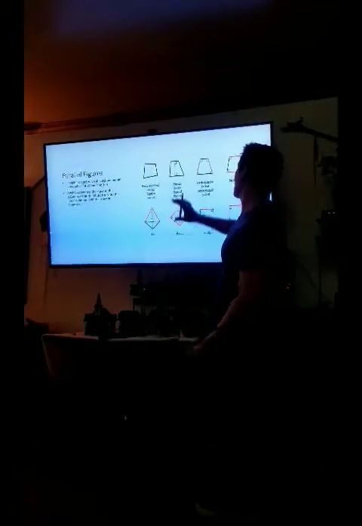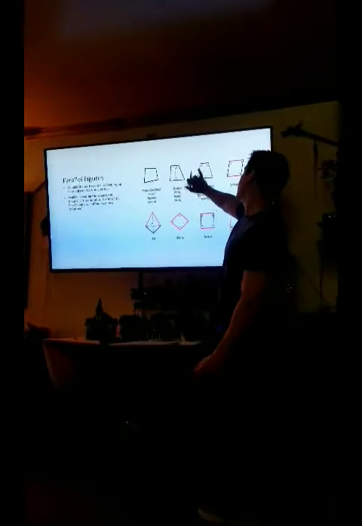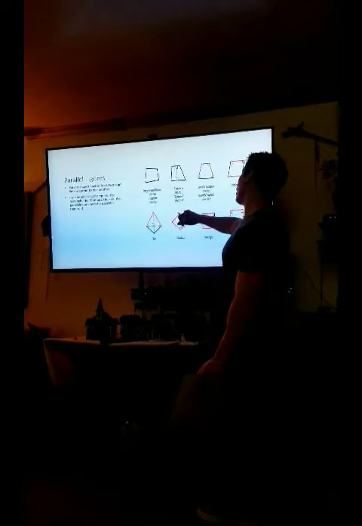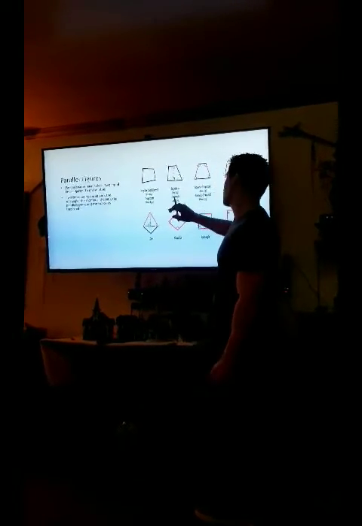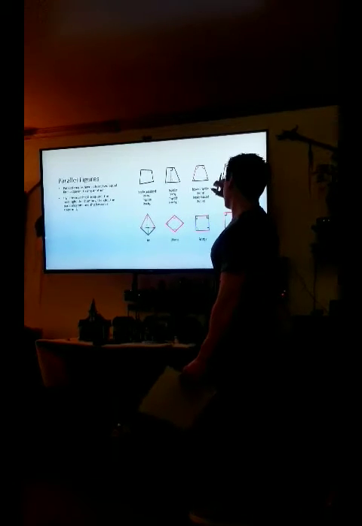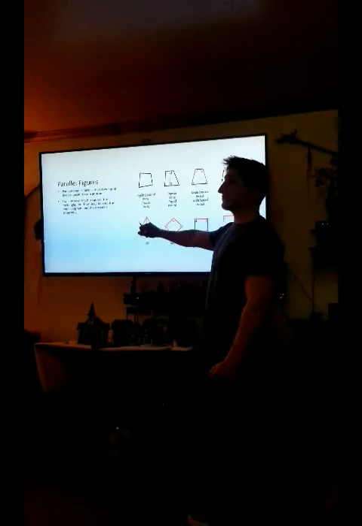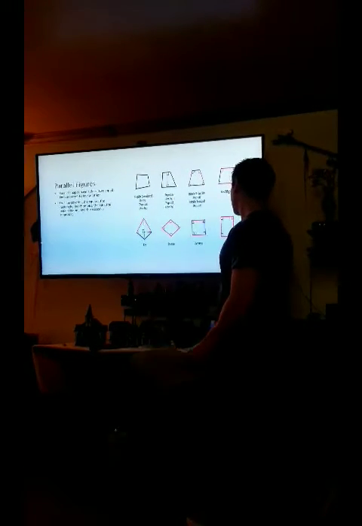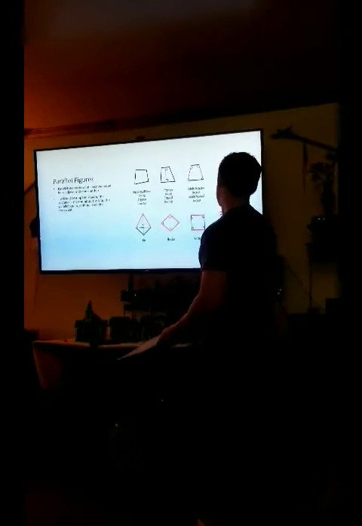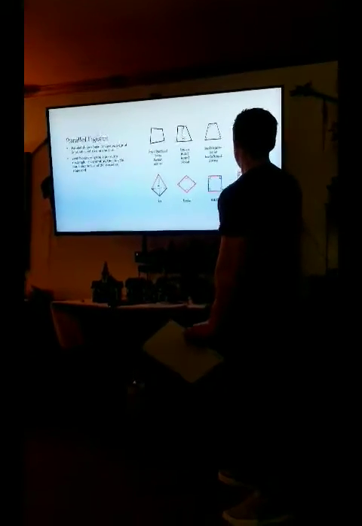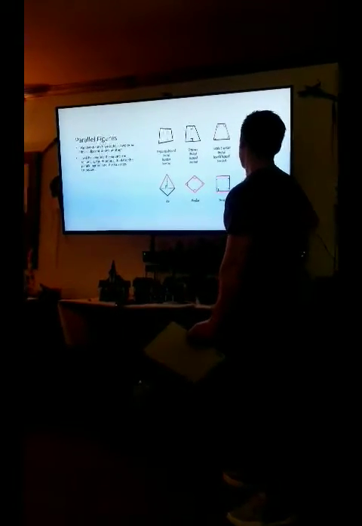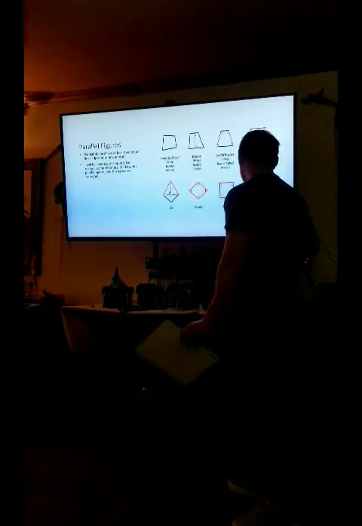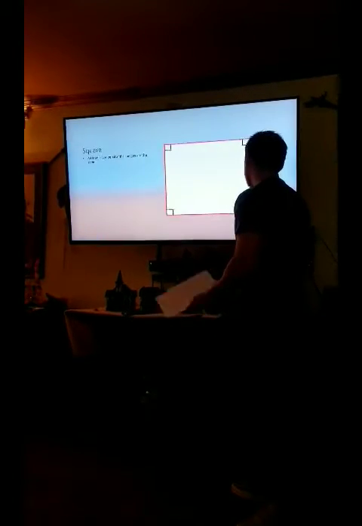So first we're going to go over these shapes right here. The isosceles trapezium, or the isosceles trapezoid as it's commonly known here in America. The parallelogram, the kite, the rhombus, the rectangle, and the square. So the main difference between the square and all of these is the square has 4 equal lines and 4 equal angles. Talk about that in a second.